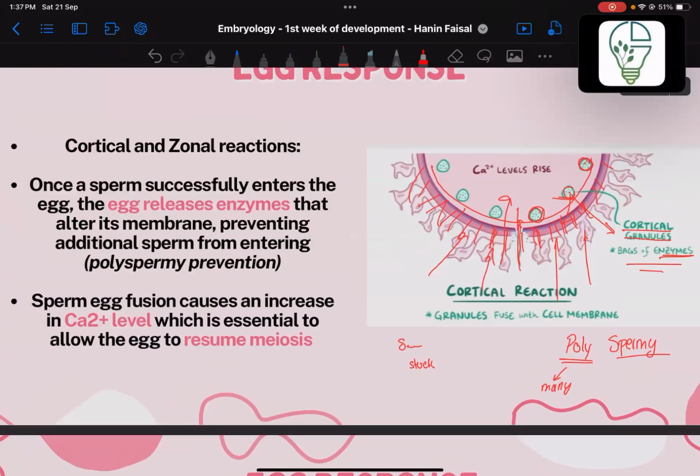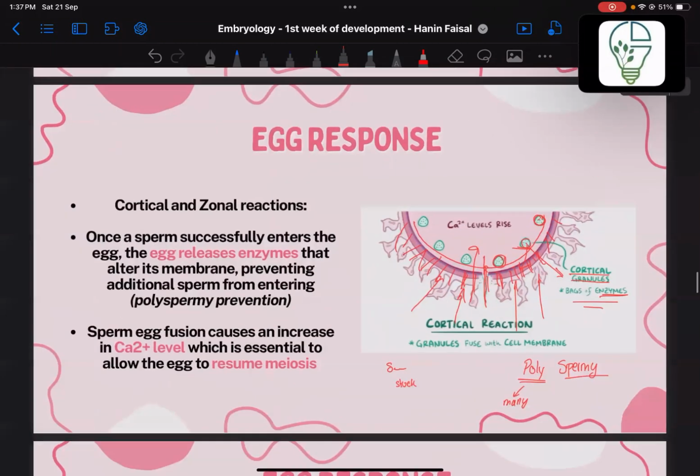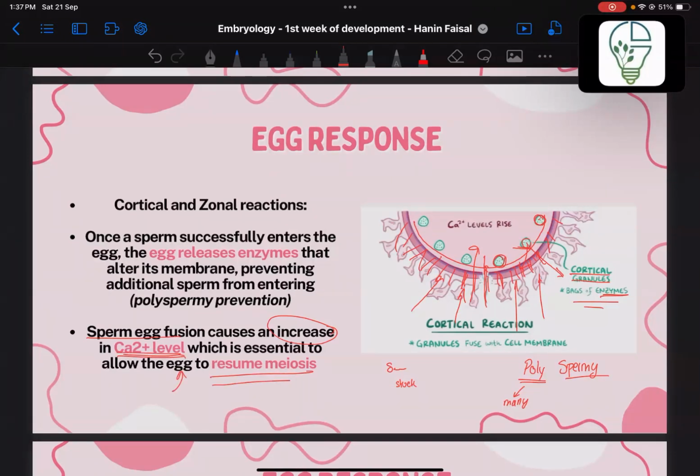Exactly, it's stuck at metaphase 2 of meiosis. So what happens is when the sperm and the egg fuse, they're going to increase calcium levels. And when there's an increase in calcium level, it will cause this egg to resume the meiosis.